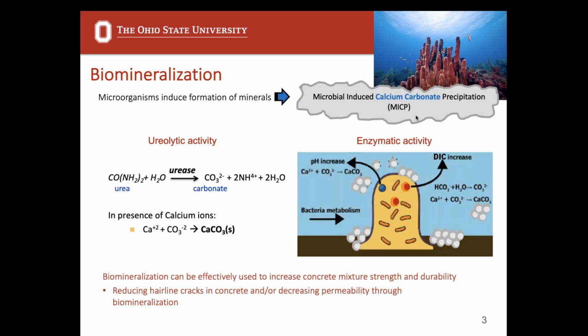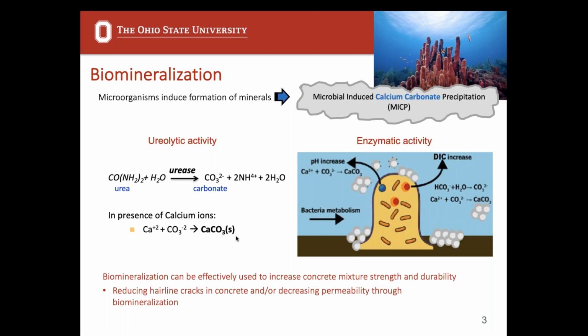There are two ways that this can happen. The first is ureolytic activity. So we essentially take urea, the bacteria react with it by secreting this urease enzyme, and that creates an ammonium compound that will combine with carbonate and calcium that's in the system to form calcium carbonate.